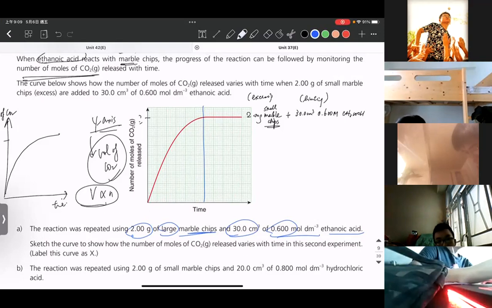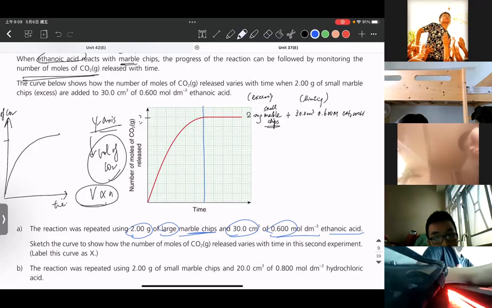Him, what do you think? Two aspects, rate and mole. Yes. Yes, answer please. Yeah. So just tell me yes, right?